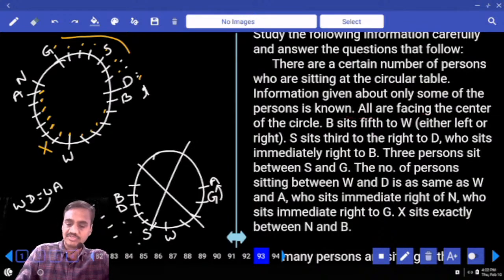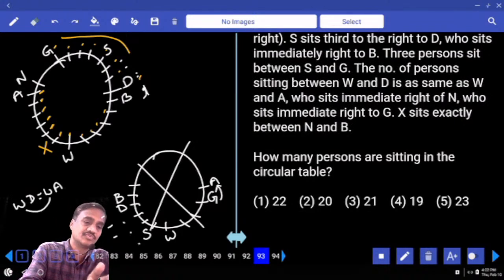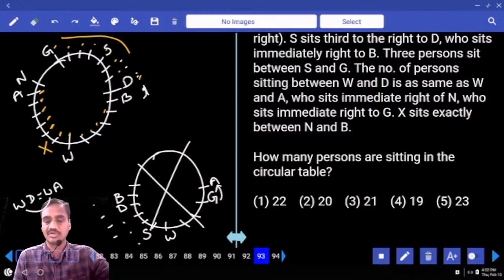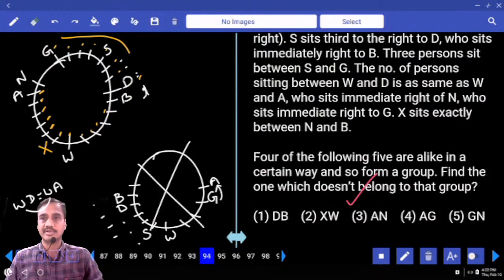And counting with this W, how many persons are sitting in the circular table? 1, 2, 3, 4, 5, 6, 7, 8, 9, 10, 11, 12, 13, 14, 15, 16, 17, 18, 19, 20, 21. And so many are there altogether? Now 21 persons are there seated around this one, so this is question 93. Then 94. And 4 out of the following are certain way.